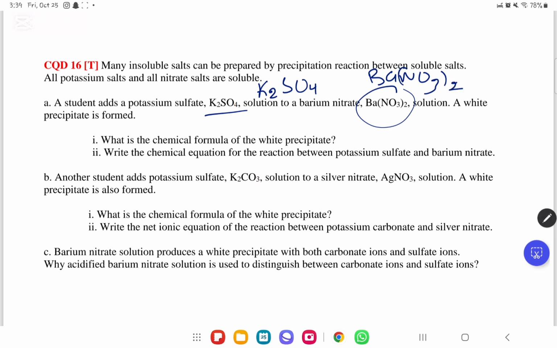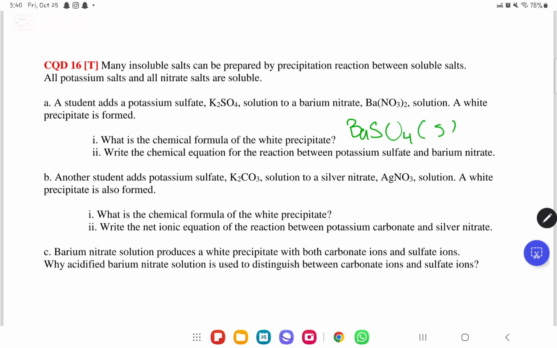They need the chemical formula of the white precipitate. They gave us a hint directly that all potassium salts and all nitrate salts are soluble. That means potassium, K, and nitrate, NO3, are directly soluble, so they will not form a precipitate. We're going to remove the K and the NO3. What's left for us? We're left with the SO4 2- ion plus the Ba2+ ion. So it will form the precipitate BaSO4. It's a white precipitate, so BaSO4 solid.